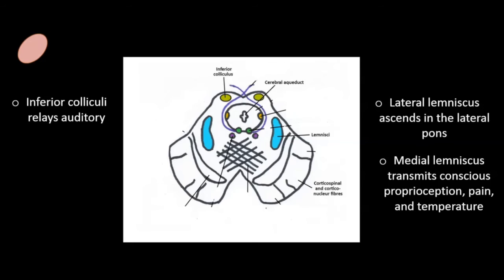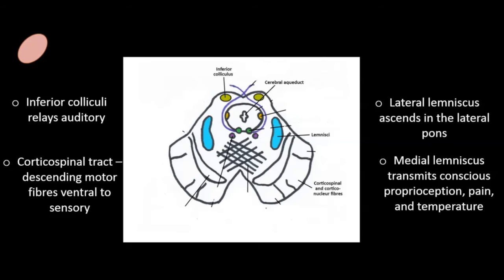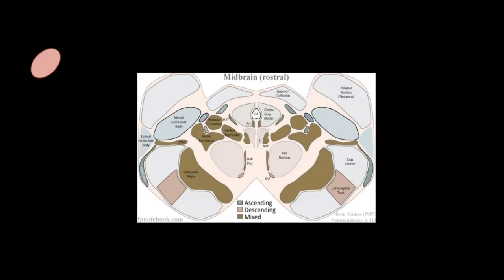The cerebral peduncles contain the corticobulbar, corticospinal, and corticopontine fibers. The corticospinal tract contains descending motor fibers ventral to sensory. If the cerebral peduncles are damaged, this can cause upper motor neuron paralysis, devastatingly affecting limb movement. Moving up to the rostral midbrain.